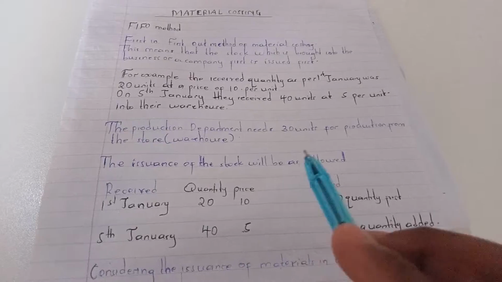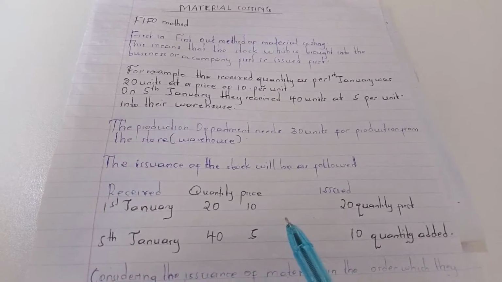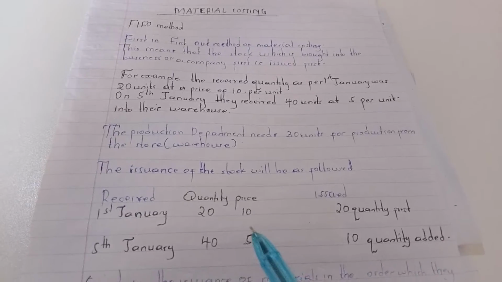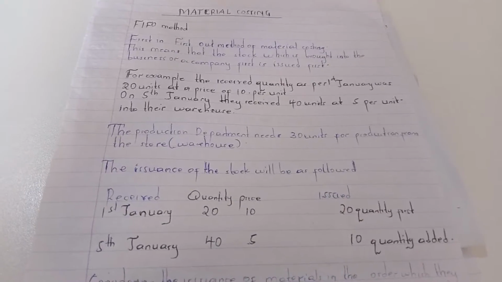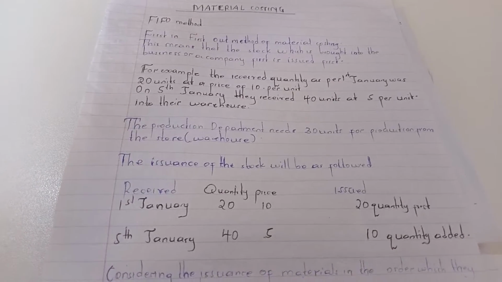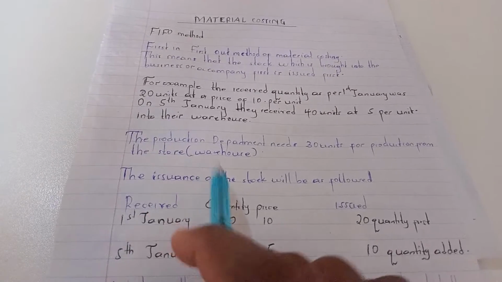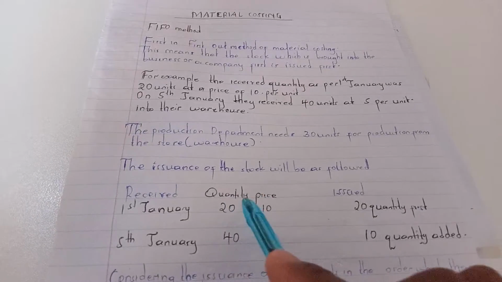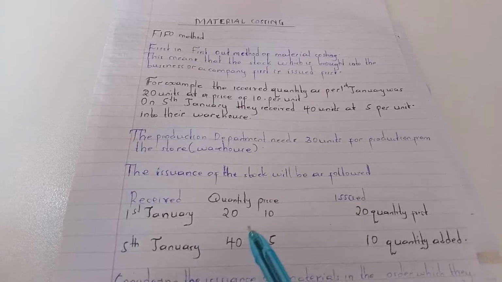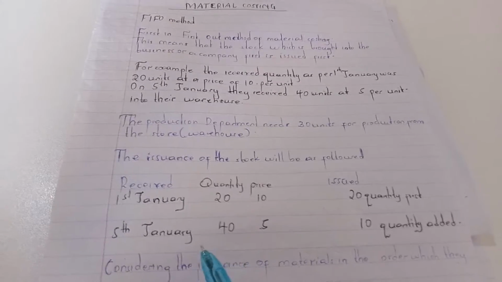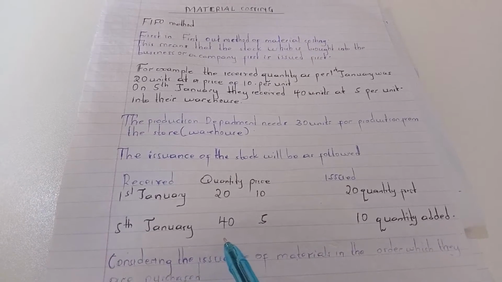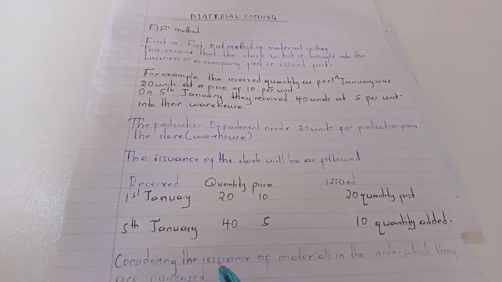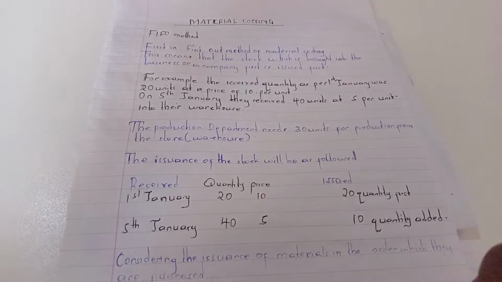So the first quantity received by the production department will be the 20 units that were received first. Then there is a deficit of 10 units still to be issued. These 10 units will be extracted from the 40 units received on 5th January. So after the release of the 20 units received on 1st January, the other 10 units will be taken from the stock received on 5th January. That simply explains the FIFO method of material costing: the stock received first is the one released first.